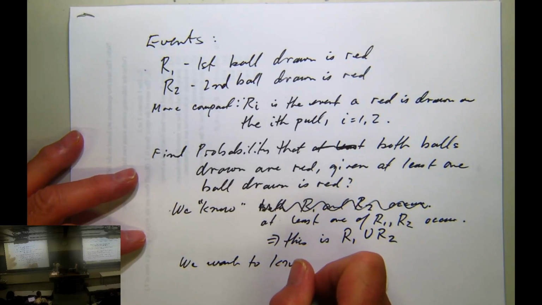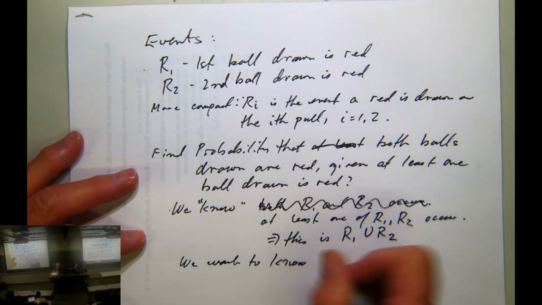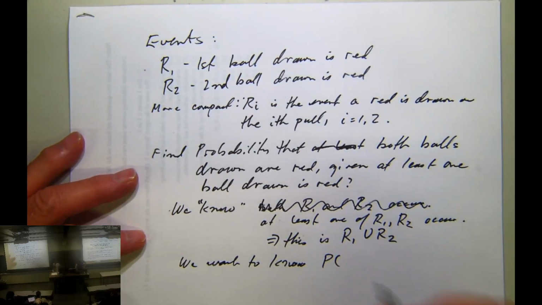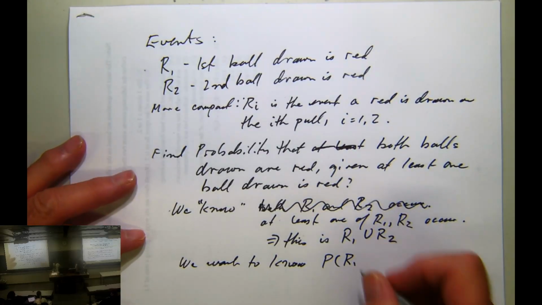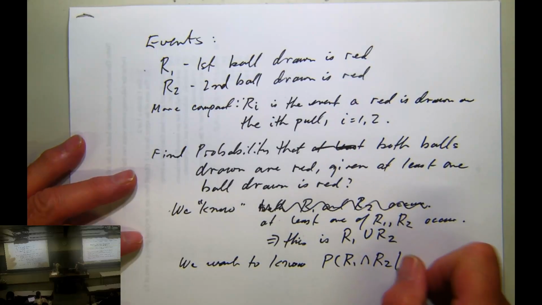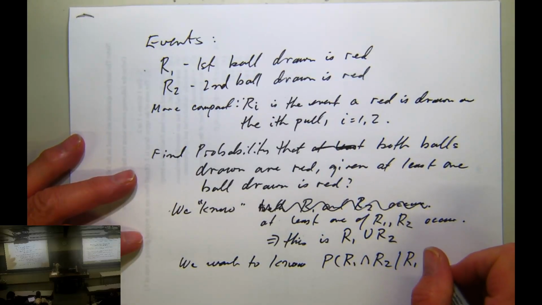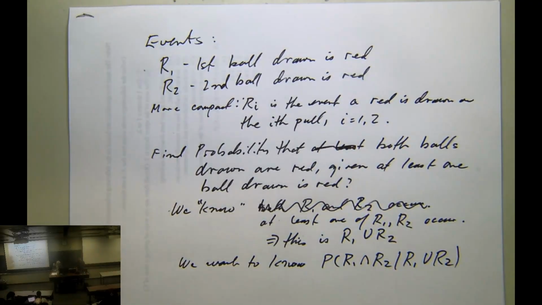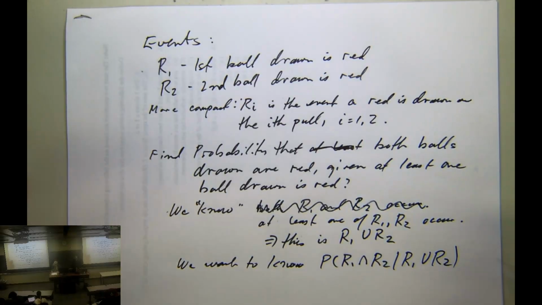And so what we want to know is the probability of R1 intersect R2 given R1 union R2. That's looking nice. You agree that's looking nice? Okay, looks messy.